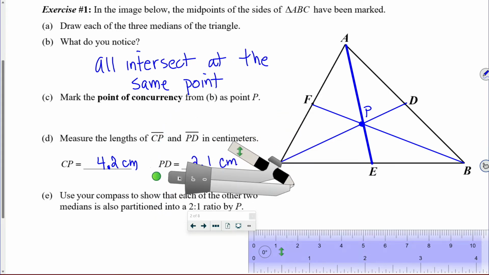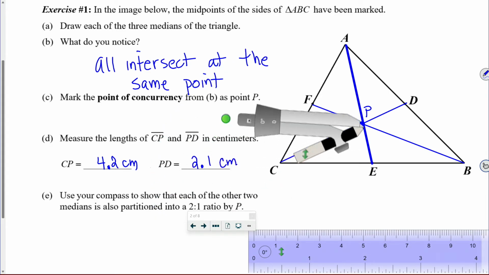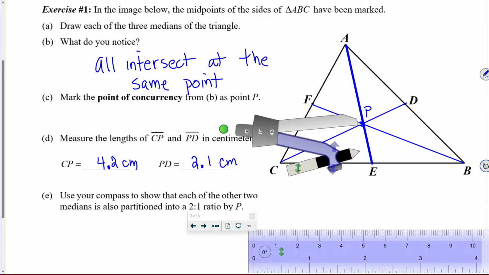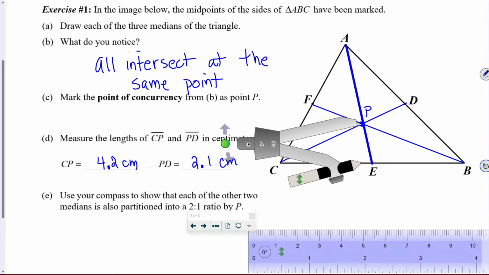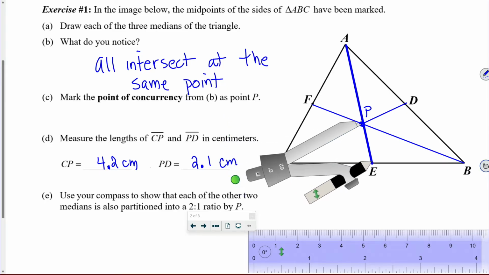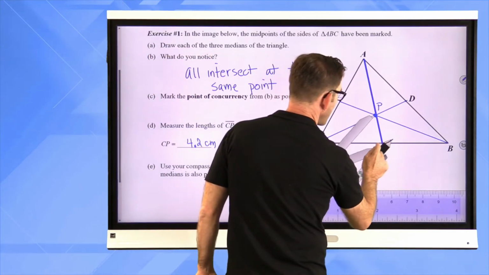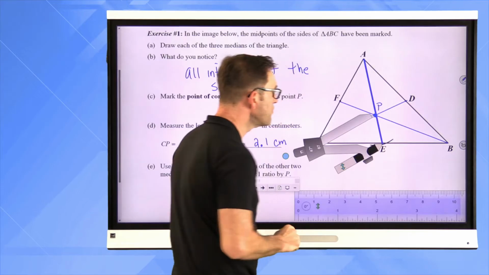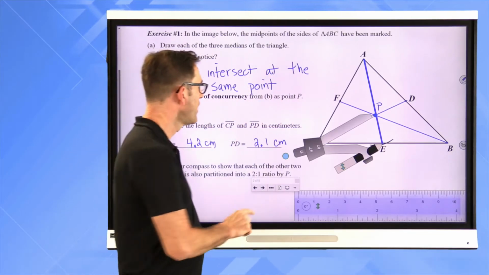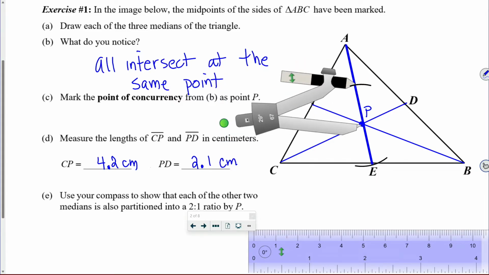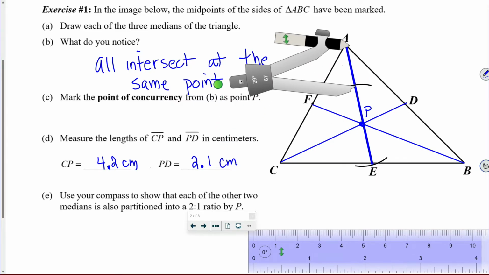I'm going to take my compass and put the point at P, and I'm going to stretch it out a distance equal to the length from P to E. I just want to make sure I get that length as accurate as possible. Okay, so I'm going to measure that length. All right, that wasn't great, but it'll get the job done. And now I'm going to flip my compass around, and I'm going to make the same arc right here, and then I'm going to move it up here.